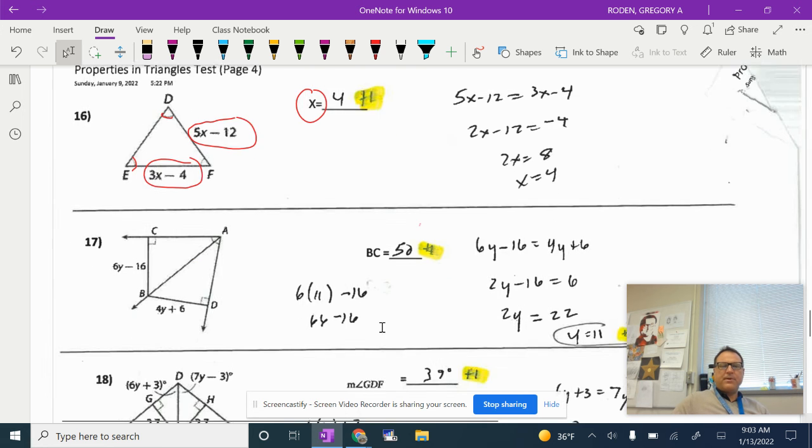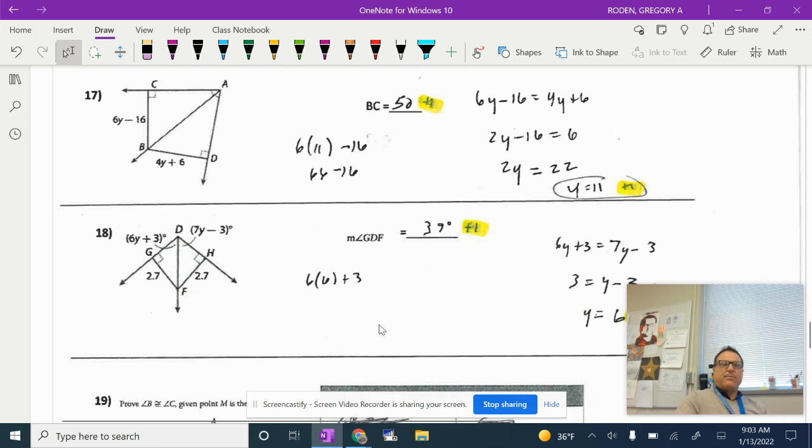All right, on this one, we wanted to know BC. So remember, this is the angle bisector theorem. And remember, we're given it's an angle bisector, and these two are the shortest distances. These right angles are very important. If they didn't give us these right angles, we couldn't write this equation. So we can set these two expressions equal to each other using the angle bisector theorem. And 6y minus 16 equals 4y plus 6.